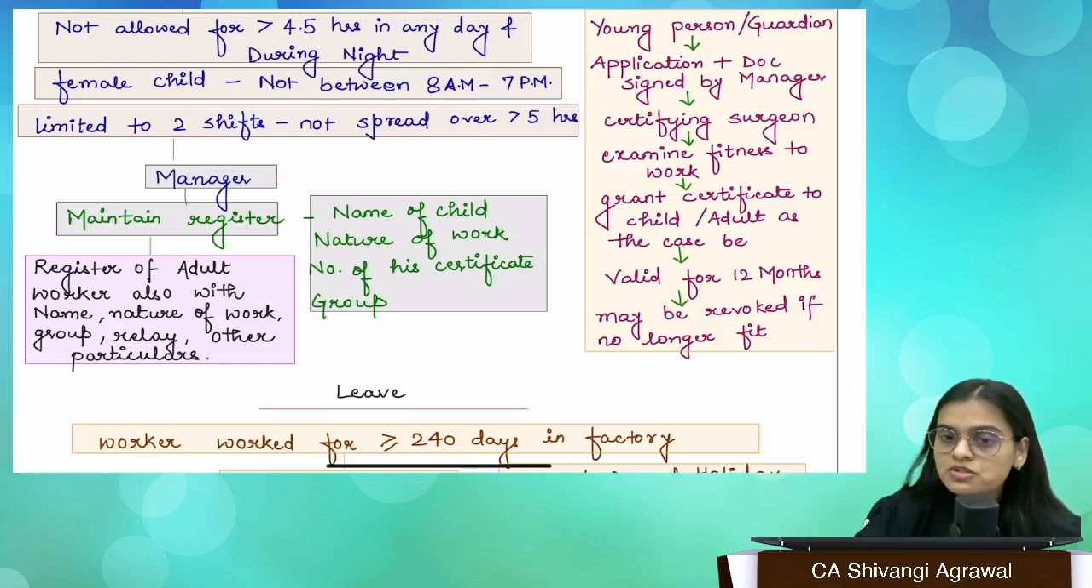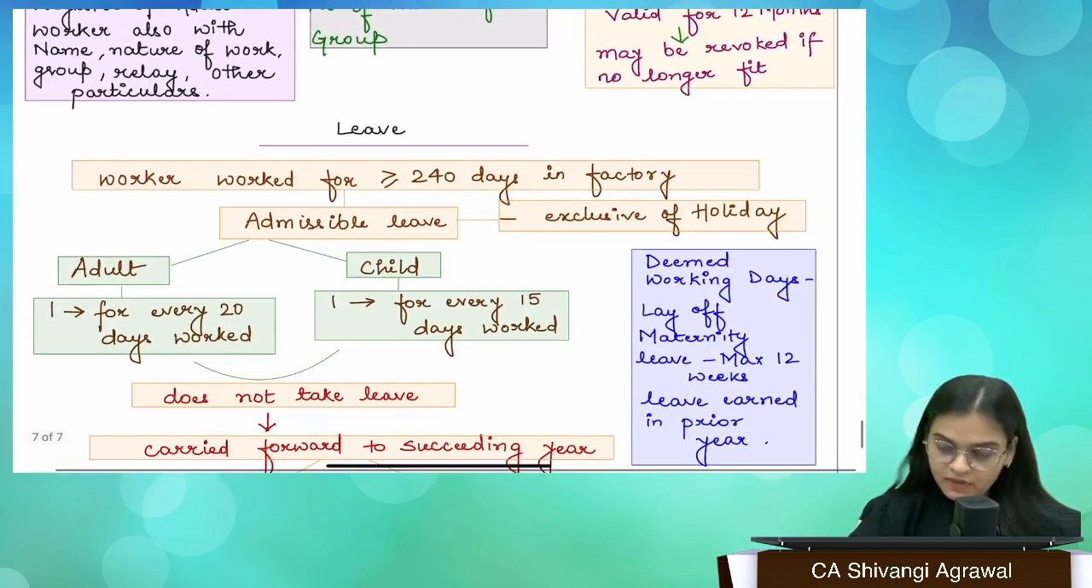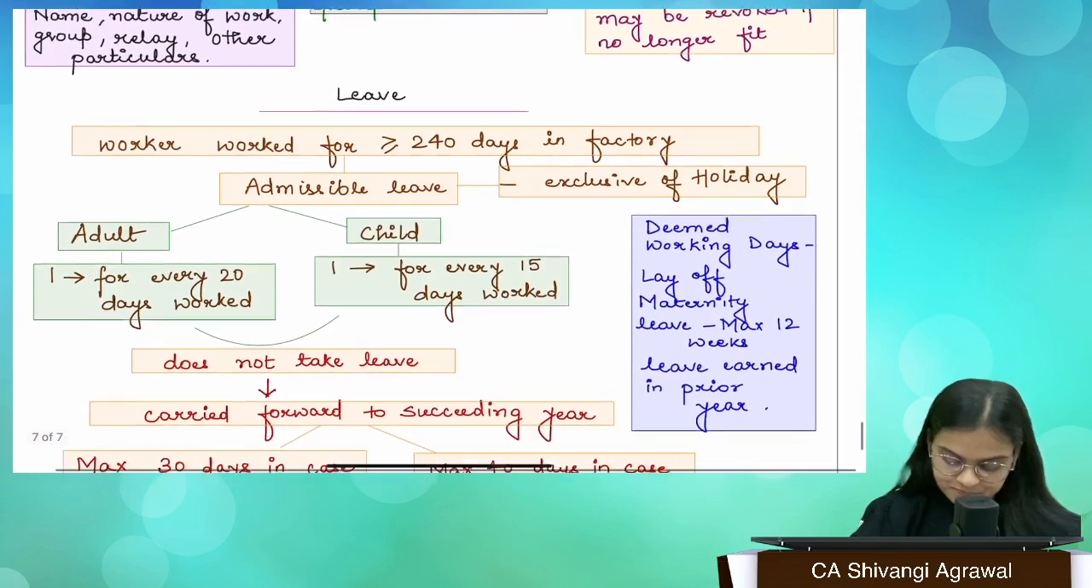If I talk about the register of adult workers, then that also has to be maintained, and there also there will be the name, the nature of work that they're being given, the group or relay to which they belong, right, and other particulars. All this is going to be maintained in the register of workers. Okay, now we come to leave.